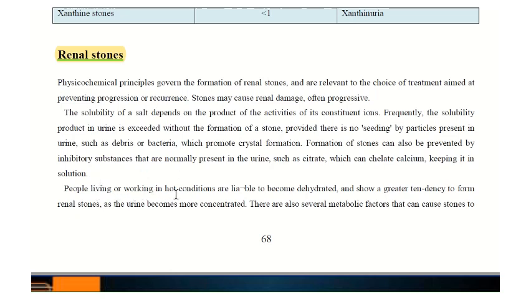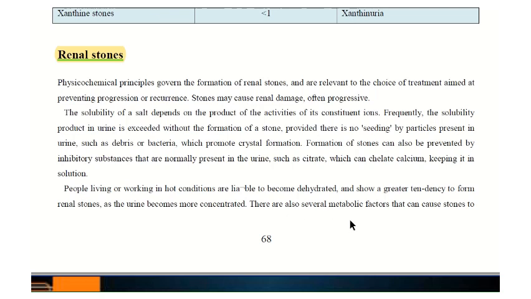People living or working in hot conditions، إذن الأشخاص اللي يعيشون أو يعملون في hot conditions are liable to become dehydrated and show a greater tendency, tendency ميول, to form renal stones as the urine become more concentrated. إذن الأشخاص اللي يعيشون أو يعملون في hot conditions يكونون liable to become dehydrated، وأيضا show a greater tendency to form renal stones لأنه الurine becomes more concentrated.